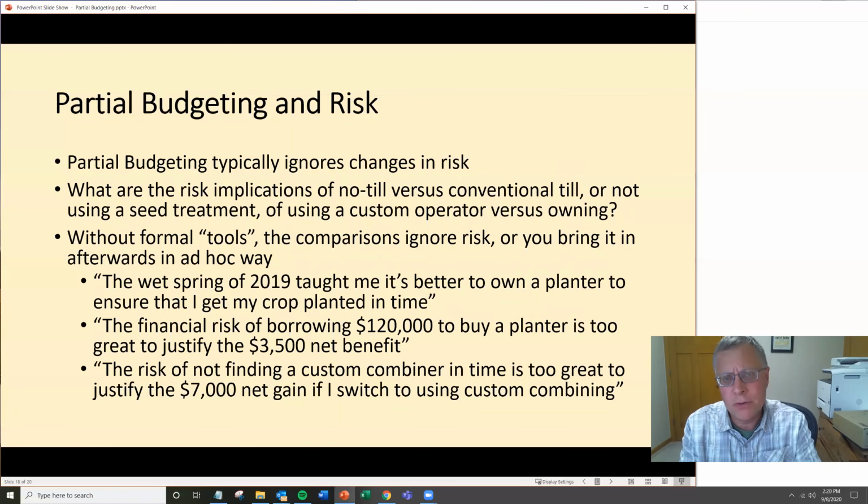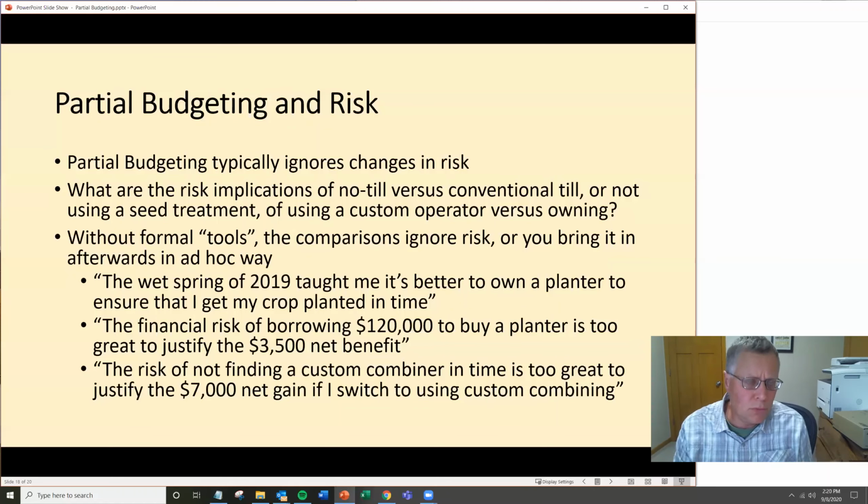The last one to talk about is risk. A lot of times in these partial budgets, we don't think about risk directly. We bring it in at the end in an ad hoc manner. A simple example is no-till versus conventional tillage. No-till is you do very little, essentially no tillage to plant the crop. Conventional tillage, you do more aggressive tillage, knock down the weeds, or the disking at least, or chisel plowing and disking maybe, or something like that, or even full tillage. There's going to be risks in there.